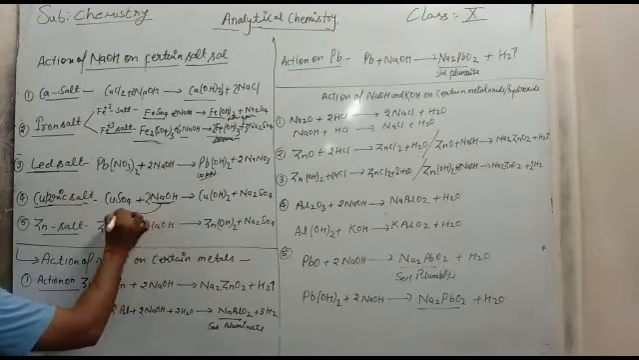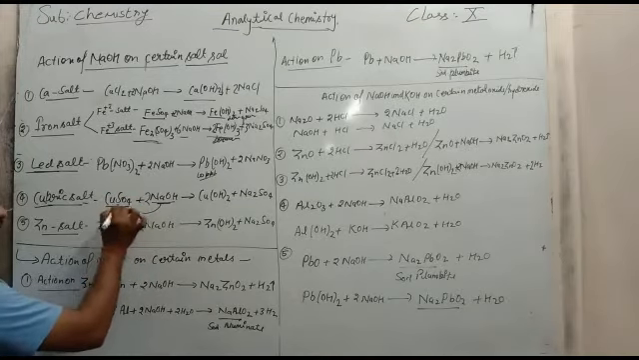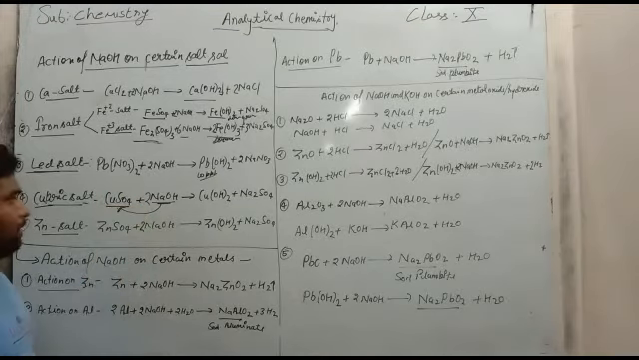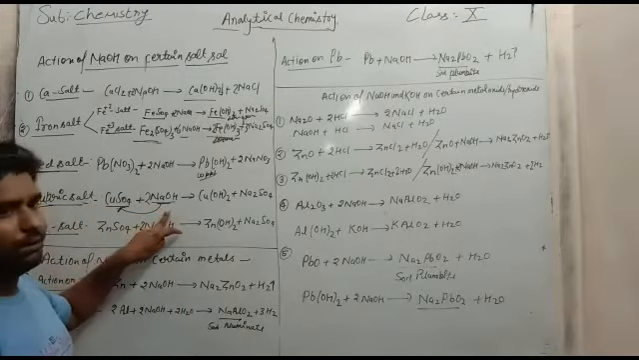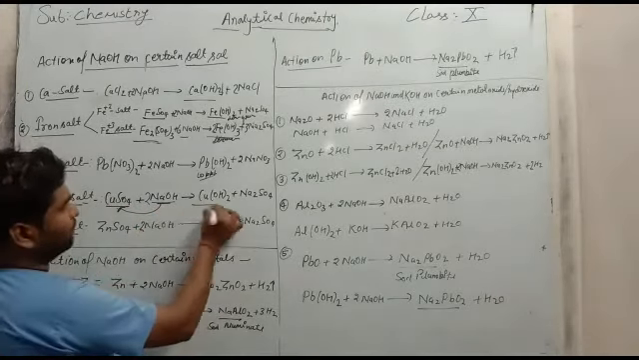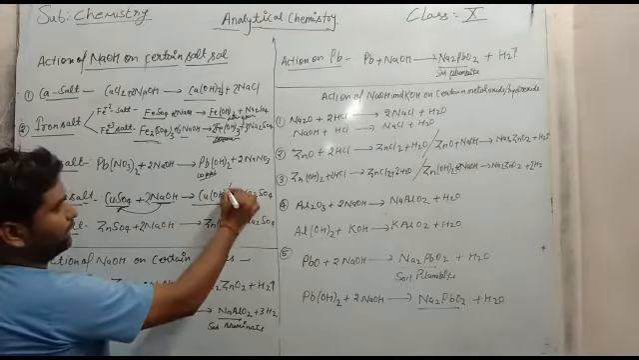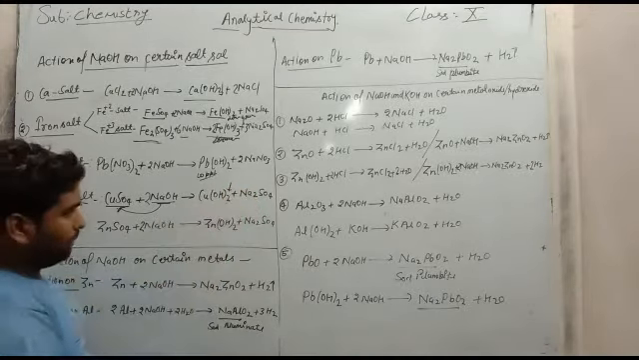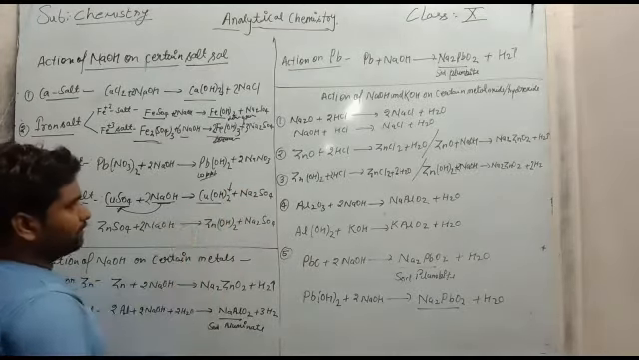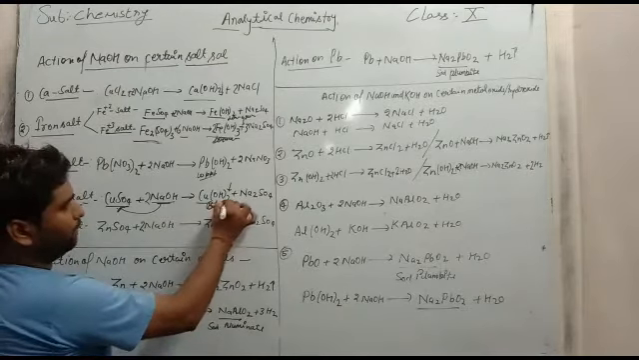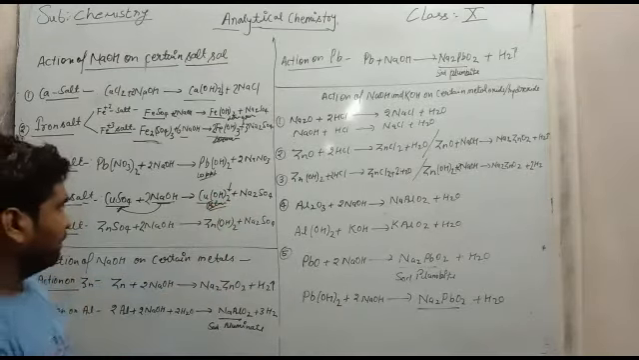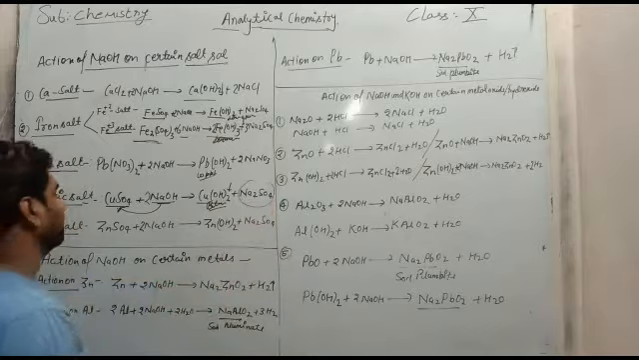Okay. Now next, the action of NaOH on the cupric salt. When the NaOH, that means the caustic soda, reacts with copper sulfate, also known as cupric sulfate, it gets converted to Cu(OH)2, that is, copper hydroxide. What is the color of copper hydroxide? Blue color. And the byproduct is sodium sulfate.